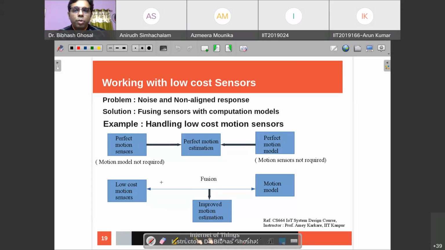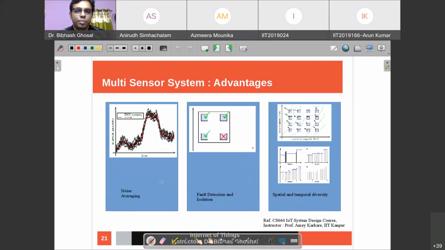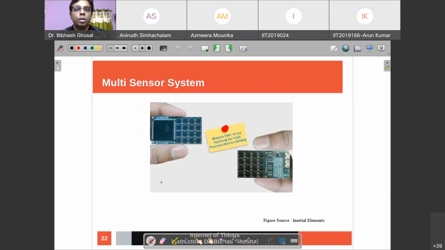So what people do is they make use of some model where you have a relation between the physical quantity, the electrical quantity, and the value that they obtain from the sensor. They fuse the two to get the perfect model or the perfect estimation. In some cases, we also require multiple sensors, which they call sensor arrays, for different purposes. They have the advantage that they can average out the noise or isolate faults.